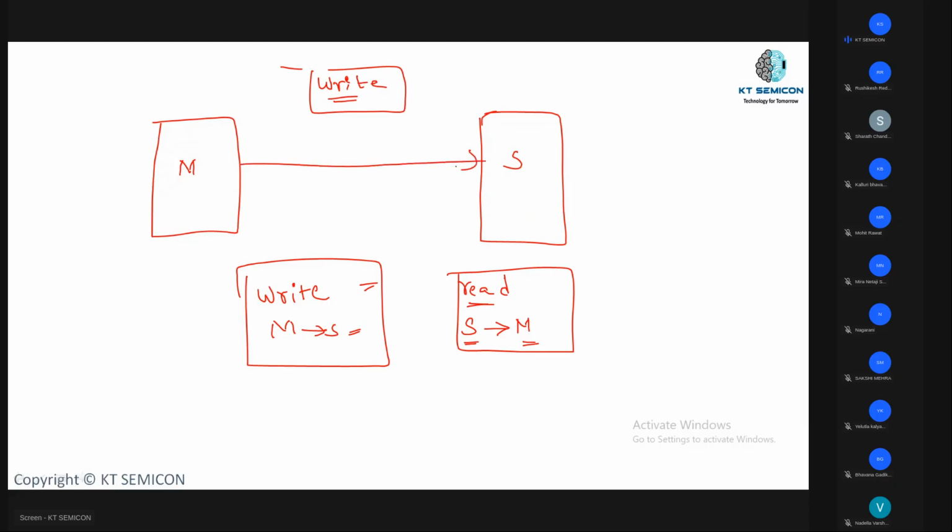Let us assume, we don't care about how the master is sending the data, which bus it is going to use, what is the size of the data, and so on. We are not focusing on that. We are just considering that master is sending some data in the case of write operation from master to slave.